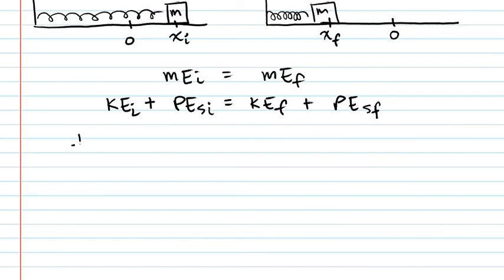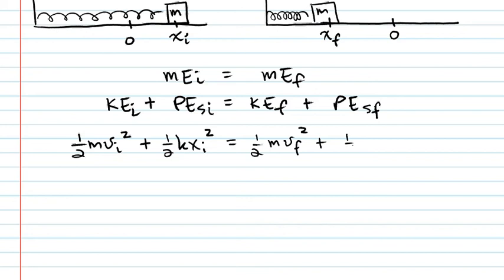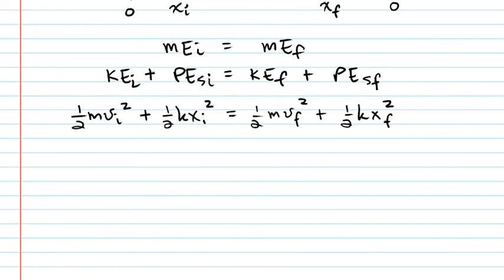And the kinetic energy, 1/2 times the mass of the object times its initial speed squared, plus the potential energy, 1/2 k times x initial squared, will equal the same thing but with the final values. And this equation then, in this situation, can be very useful, and you'll see an example of this in this section's examples out there, I suppose.